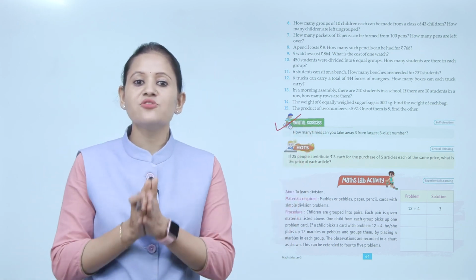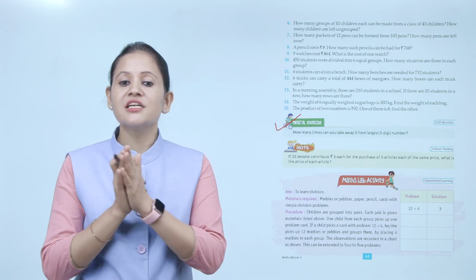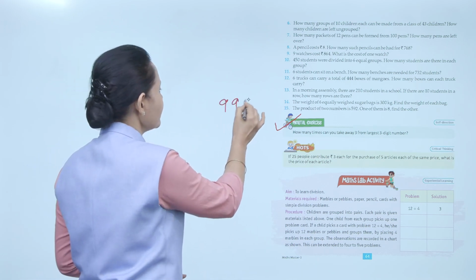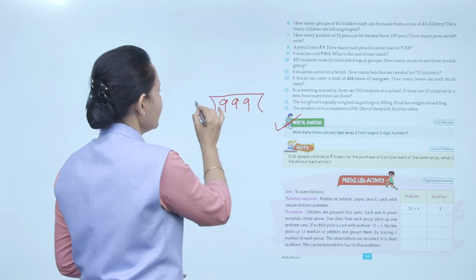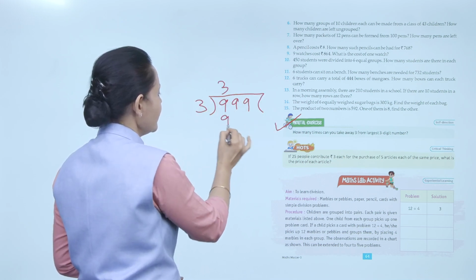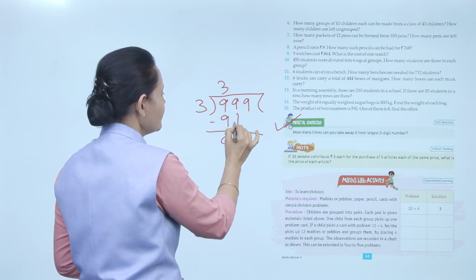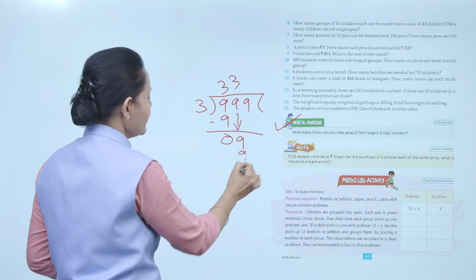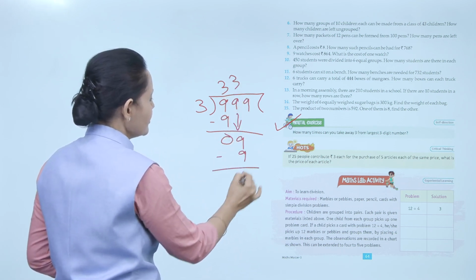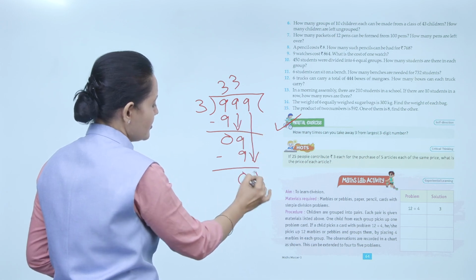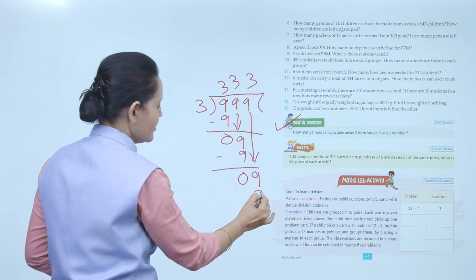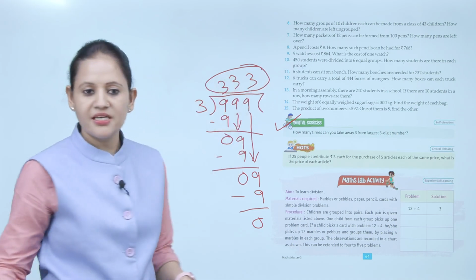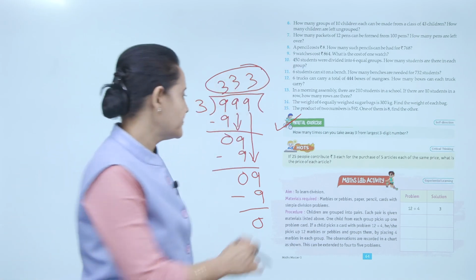How many times can you take away 3 from the largest 3-digit number? Largest 3-digit number, that is 999. So divide it by 3. 3 3s are 9. 0. Again 3 3s are 9. 0. 3 3s are 9. So we can take out 333 times. Clear? Next, HOTS.